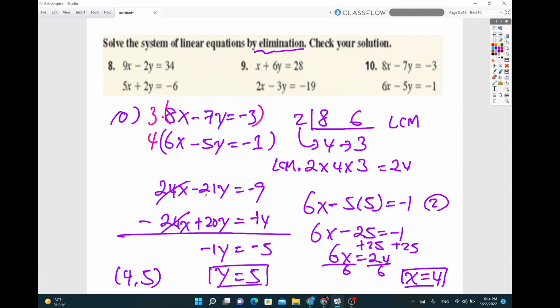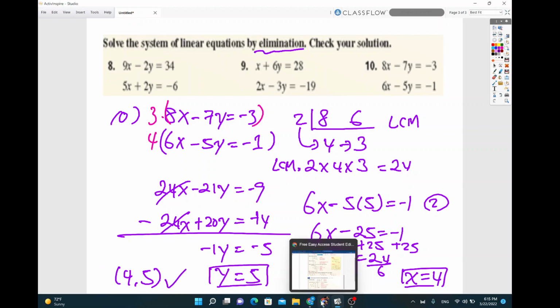Again, the way to check the work is by plugging the numbers back into the original equations. You can do it mentally, or you can show the work. So 8 times 4 is 32, 7 times 5 is 35, 32 minus 35 is negative 3. Check. The other one: 6 times 4 is 24, 5 times 5 is 25, so 24 minus 25 is negative 1. So that's the correct solution here.